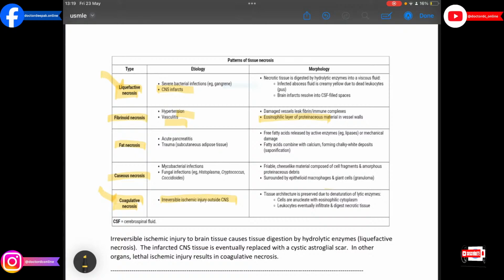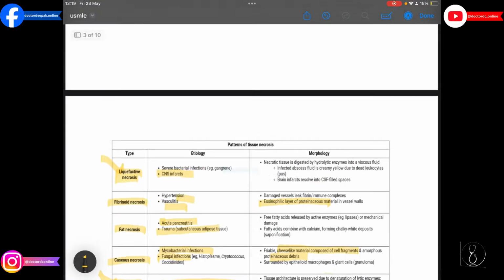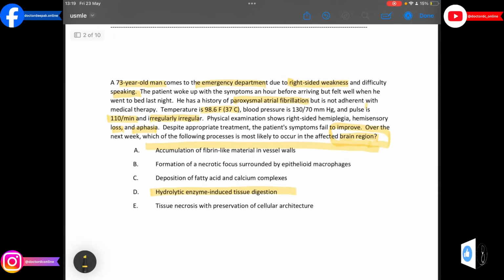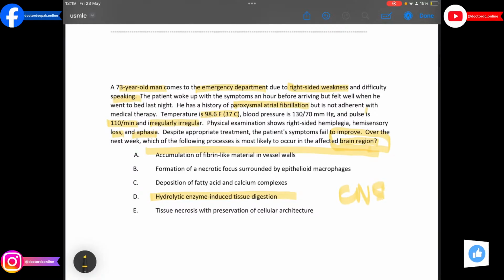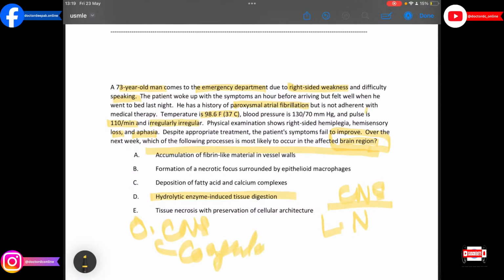Fat necrosis could be due to acute pancreatitis and trauma to adipose tissue and subcutaneous layers. And caseous necrosis is due to mycobacterial and fungal infections, with a cheese-like appearance composed of cell fragments and amorphous proteinaceous material. So if any inflammation or ischemic attack happens in the CNS, then it will be liquefactive necrosis. Outside the CNS, it will be coagulative necrosis.